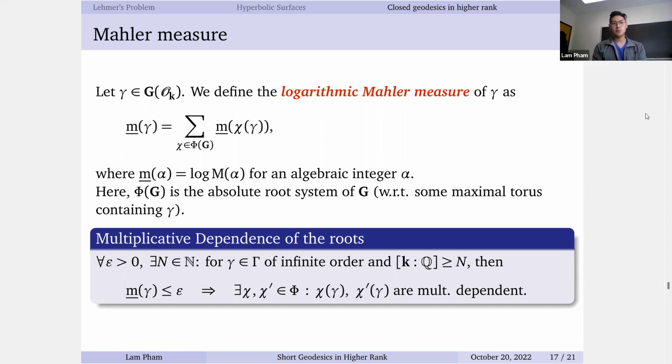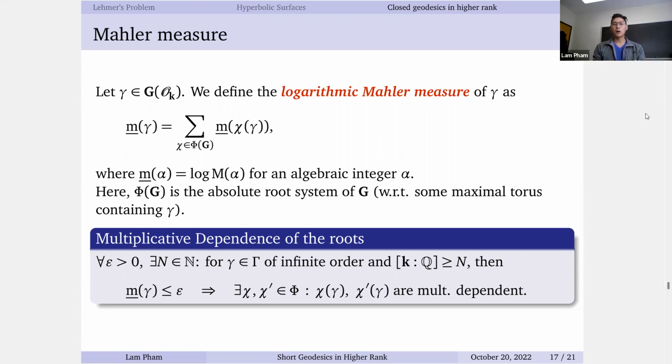Now, for every epsilon positive, there exists a number such that if you take any element of infinite order and you take the trace field, the field of definition of your K group for your lattice, to be greater than this fixed constant, then any short geodesic will force some of these components to be multiplicatively dependent. Now, there's no reason why they should be multiplicatively dependent in the general case. It's precisely because the geodesic is short.